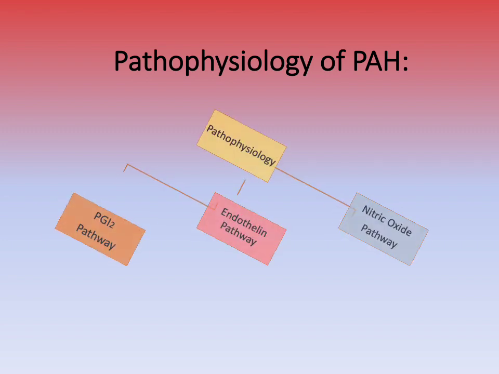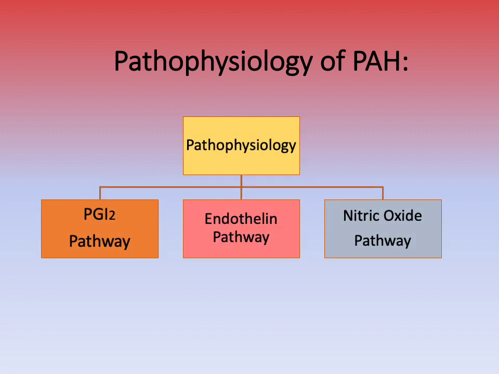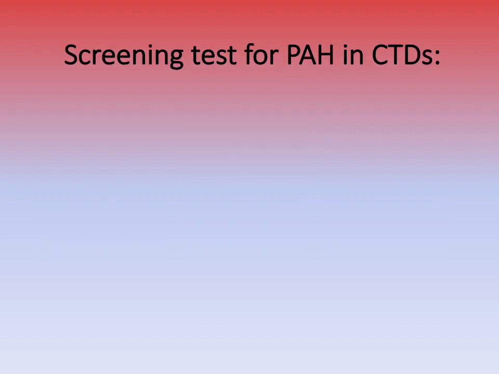Molecular pathways in pulmonary arterial hypertension, such as prostacyclin-mediated, endothelin-1 dependent, and nitric oxide driven pathways, have been postulated, and this has resulted in newer targeted therapies in pulmonary arterial hypertension. Pulmonary arterial hypertension is commonly seen in patients with systemic sclerosis and is a leading cause of mortality.